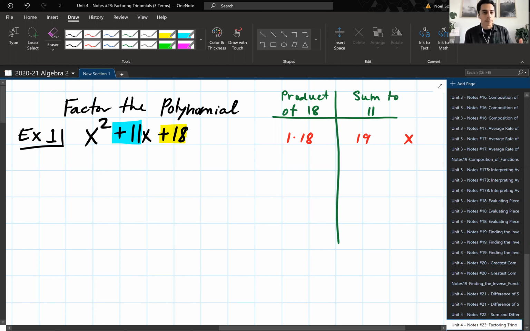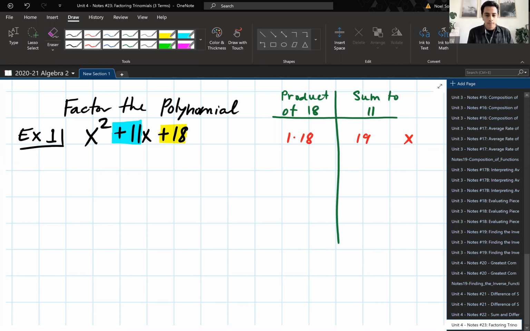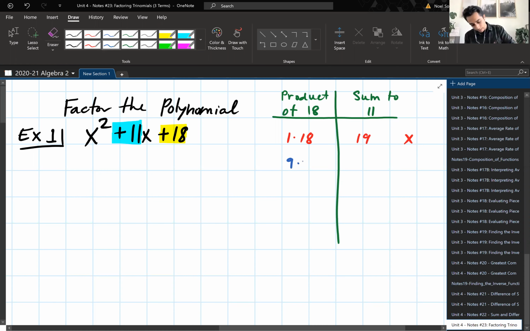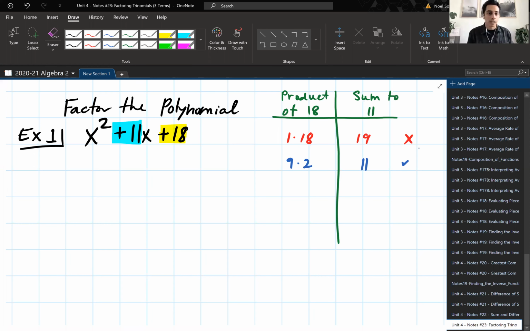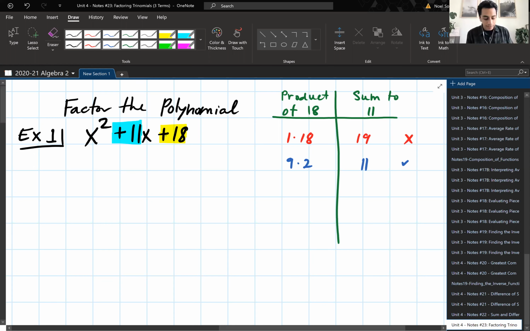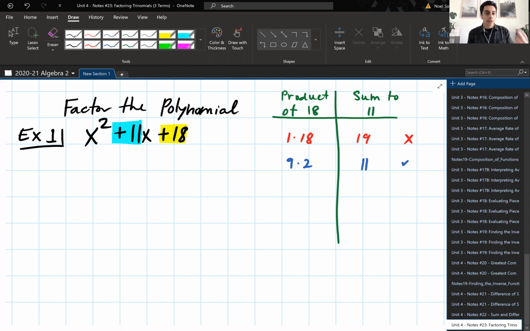So what factors of 18 also add up to be 11? Yeah, 9 and 2, right? If you think of 9 times 2, well, they also add up to be positive 11, so that works out. You could have tried 6 and 3, but 6 plus 3 only adds up to be 9. So your goal is to find numbers that multiply to be the last number, 18, but add up to be the middle number. And so here's how we're going to factor this.